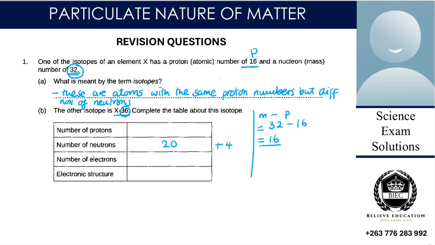Then the number of protons remains the same. It's what? 16. Then the number of electrons remain the same. It's 16. Then the electronic structure remains the same. Why? Because the electronic structure is the arrangement of electrons, so it remains what? The same. Are we together? So we put 2, then 8, and 2 plus 8 is what? 10, from 16 that's 6. So the electronic structure is what? 2, 8, 6. So we've completed our table.